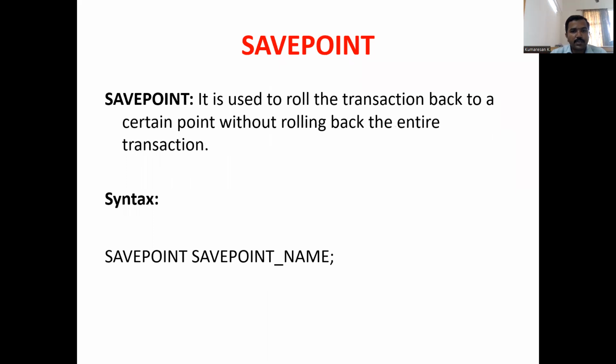And the last one is savepoint. It is used to roll the transaction back to a certain point without rolling back the entire transaction. Here the syntax is savepoint, underscore name. This is also the syntax.